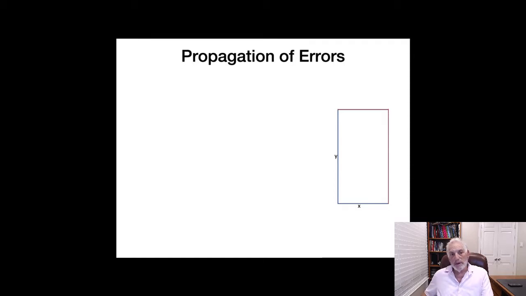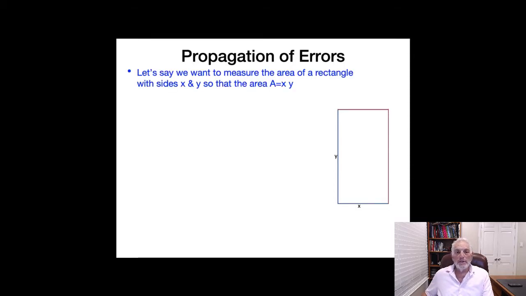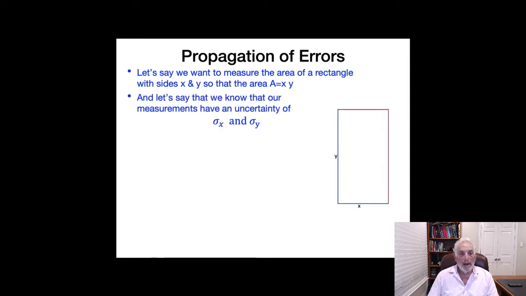The question we want to address today is what happens when we have, for example, a rectangle and we want to measure the area and we have uncertainty in our measurements of both x and y. So we know that the area of a rectangle is x times y, and let's just say we have an uncertainty in our measurement of x, sigma x, and our uncertainty in our measurement of y, sigma y. The question we have to ask is, how does this translate to an uncertainty in A, the area of the rectangle? So let's look a little geometrically.